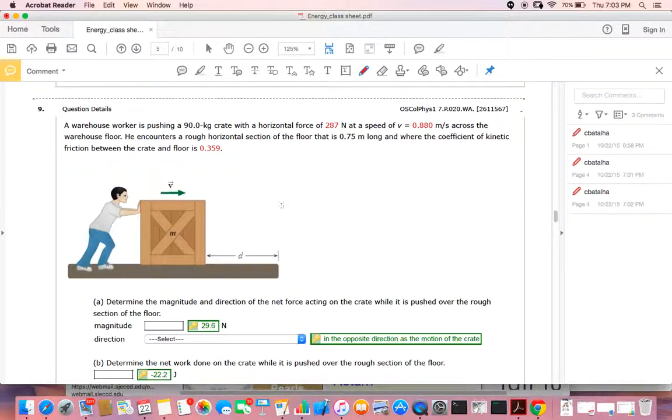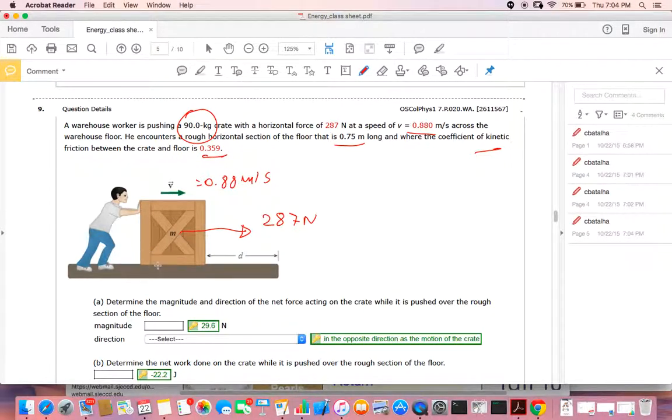So let's do the free body diagram. So you have a crate over there. That's the mass of the crate, the horizontal force that is being exerted on the crate by the worker, 287 newtons, and there is a speed, 0.88 meters per second. Okay, supposed to be a constant. He's going with that speed, right? And then he encounters a rough horizontal section on the floor that is this much long and where the coefficient of kinetic friction is given.